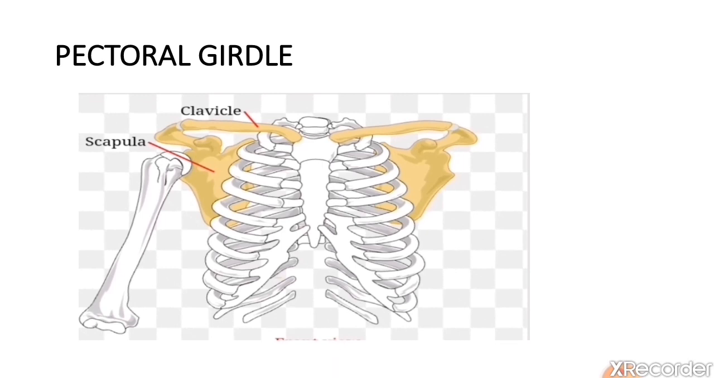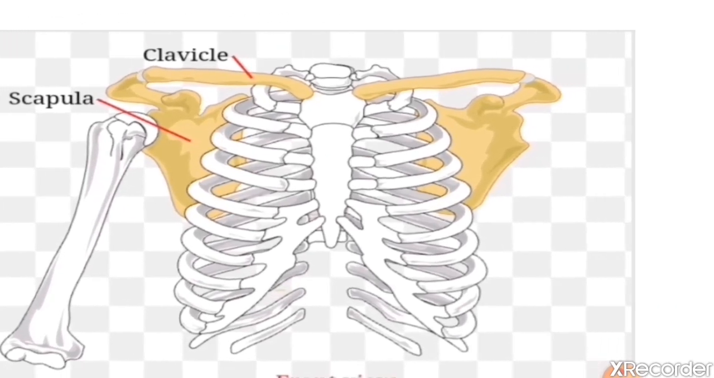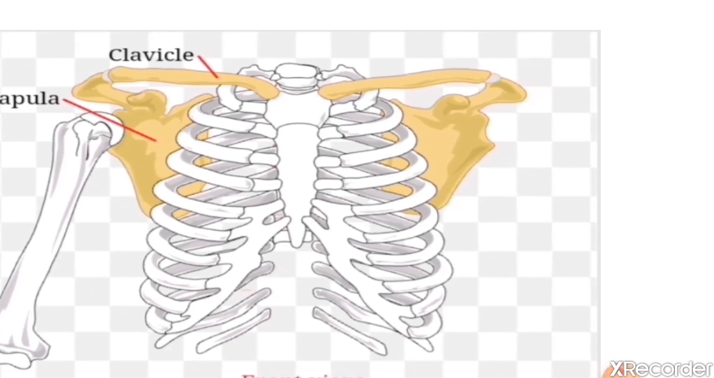Which part of our body is attached to this bone? Okay, you can see in this picture the upper arm is attached to the pectoral girdle. The pectoral girdle helps to connect our arm to the body. So it is very important for our body and its movement.